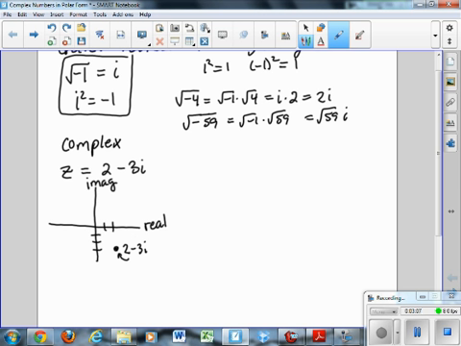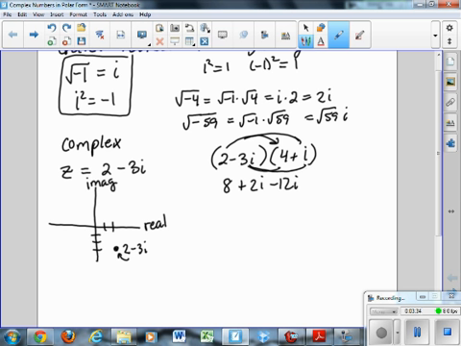I can also do some operations on complex numbers. For example, I could multiply 2 minus 3i times 4 plus i. And if I multiply this out, I would say 2 times 4 is 8. 2 times i is 2i. Negative 3i times 4 is negative 12i. And negative 3i times i is negative 3i squared. So I can combine together the middle two terms, 8 minus 10i, and then negative 3i squared.